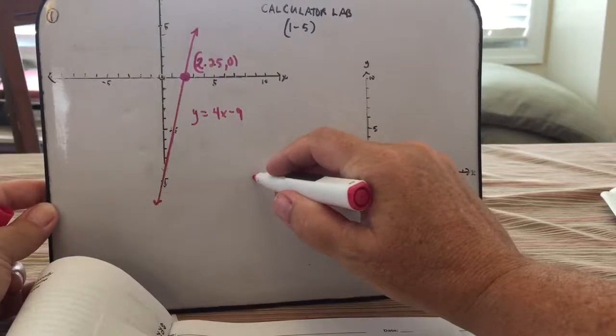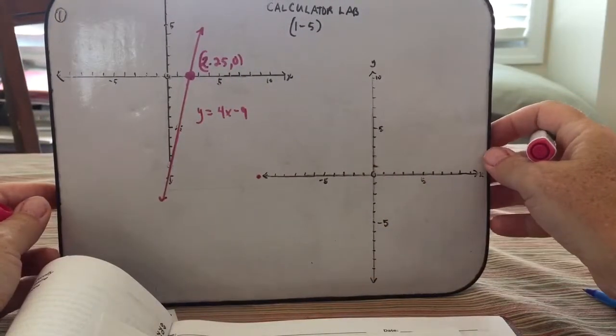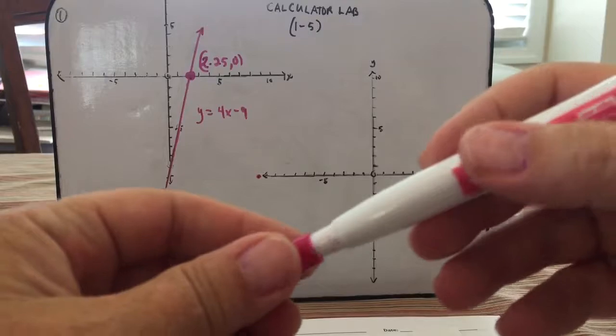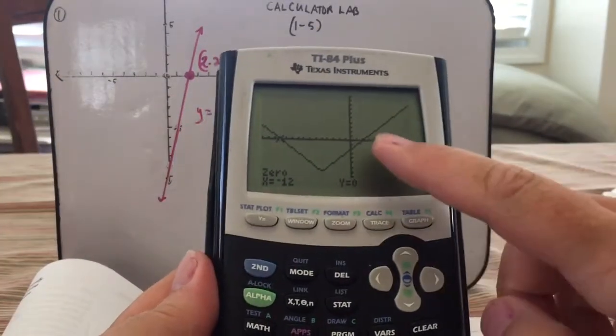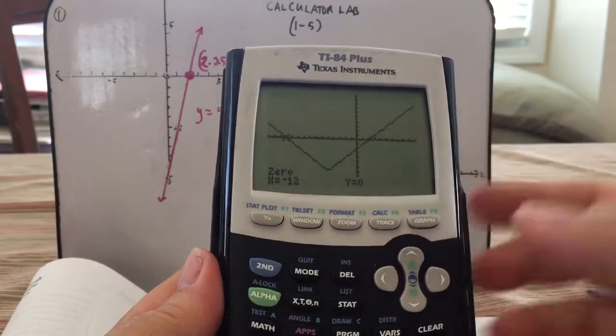11, 12. Negative 12 is a point. Okay, but that's not my only 0, is it? Okay, so what do I have to do? I have to find this other 0, because we have 2 answers.